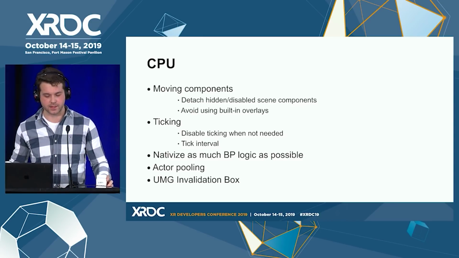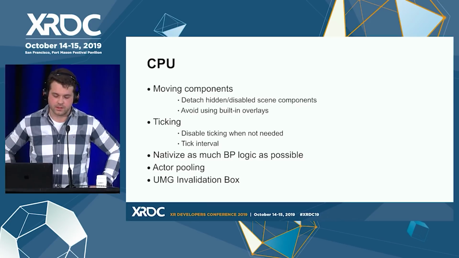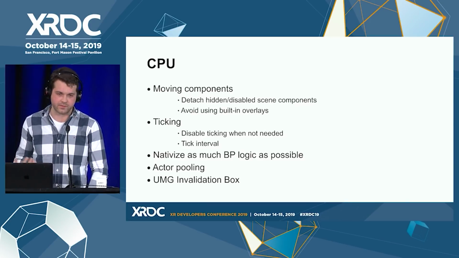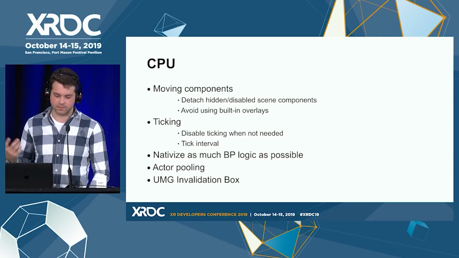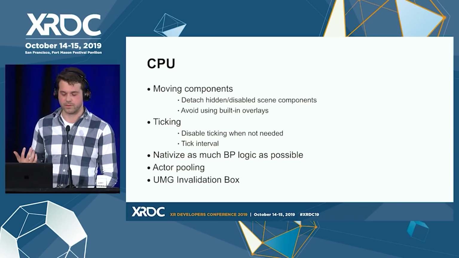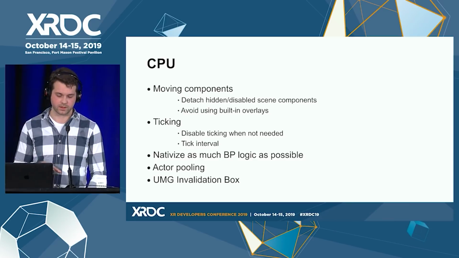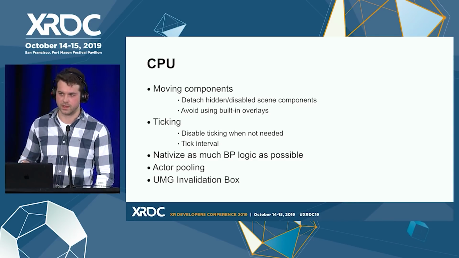So the simplest is just detach your hidden and disabled scene components, like audio components, effects components. Especially if you have designers working with you, sometimes they can be pretty sloppy and they attach all these things that aren't even being used right now, and it's just costing you cycles. I know it sounds kind of mundane, but honestly, when you're on a really constrained platform, you really can't get away with just being sloppy like that.